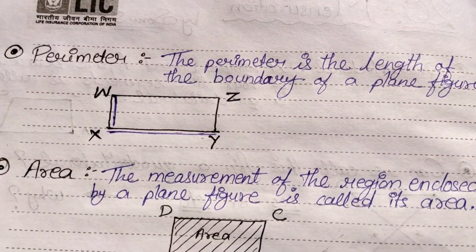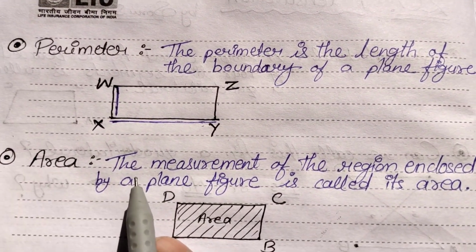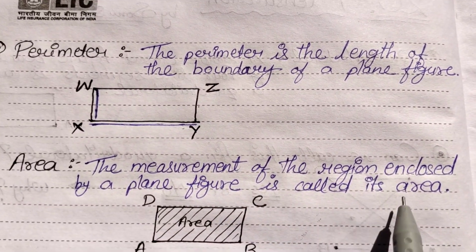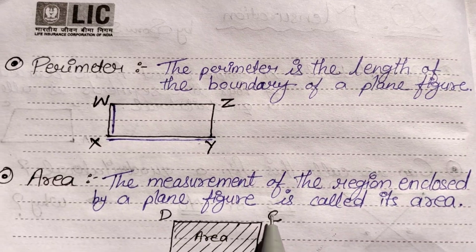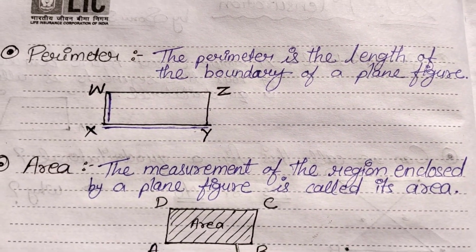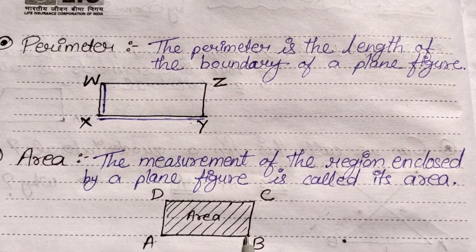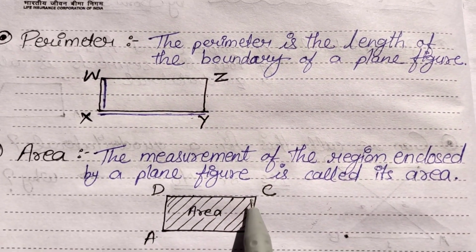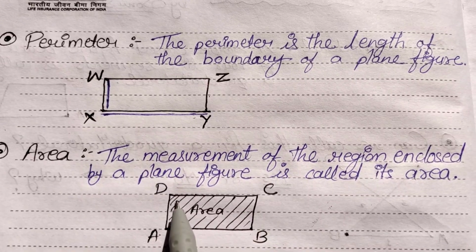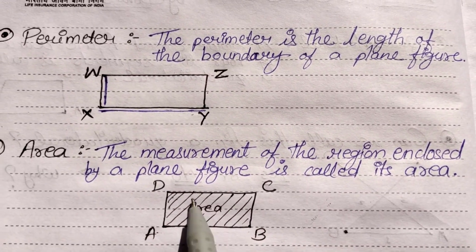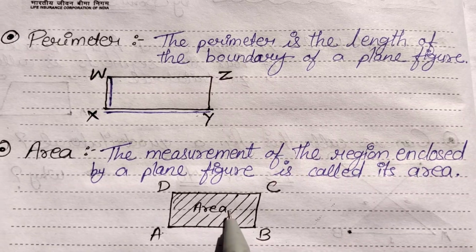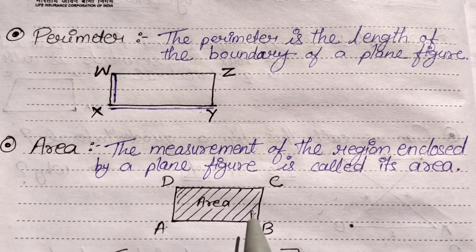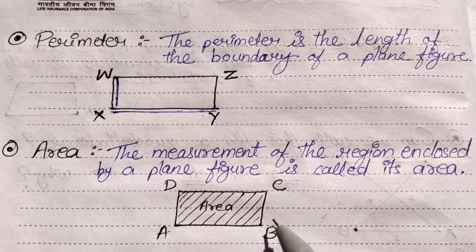Now the next topic is area. What is area? The measurement of a region enclosed by a plane figure is called its area. That means here ABCD is a plane figure and the area occupied by this ABCD, at the interior side, we call its area. So the measurement of the region enclosed by a plane figure is called its area.